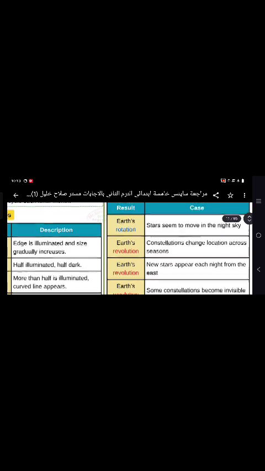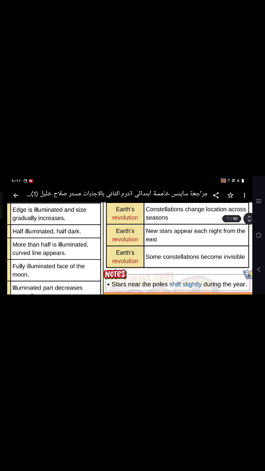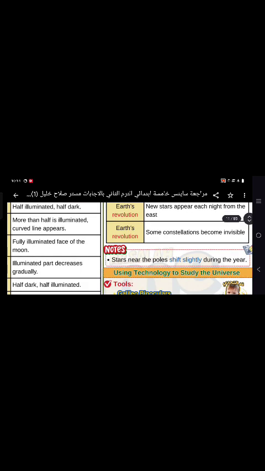Stars seem to move in the sky because of the Earth's rotation. Because of Earth's revolution, constellations change their location across seasons, new stars appear each night from the east, and some constellations become invisible. Stars near the poles shift slightly during the year.